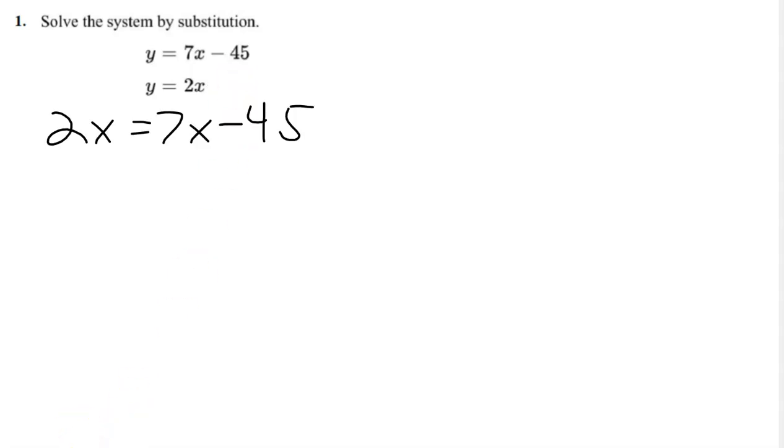Alright, so once I get that set up, I got 2x is equal to 7x minus 45. So what I want to do is go ahead and solve for x, and then once I know the value for x, I can plug it back in and find y. Now in order to do that, I want to move all my variables to one side, and I choose to move it to the left here. So I'm going to subtract 7x on both sides.